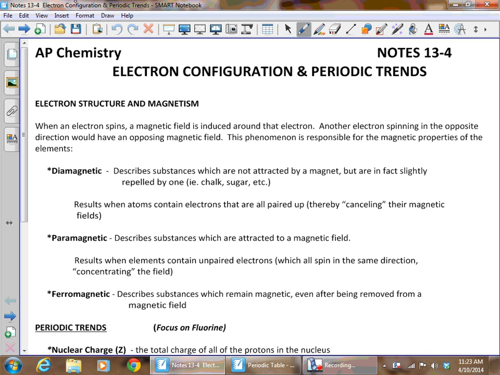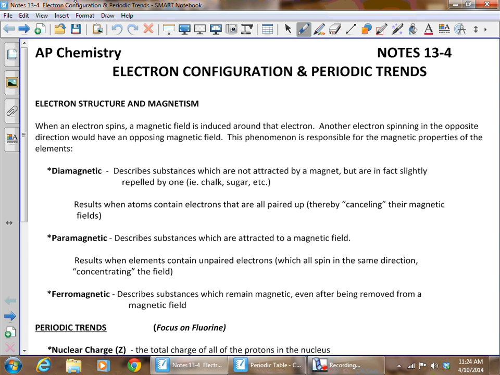Electron configuration and periodic trends. When we look at electron structure, there's a lot it can tell us about the elements. One thing it can tell us is something about their magnetic attraction, something about how they're affected in a magnetic field. There are two terms that are important.